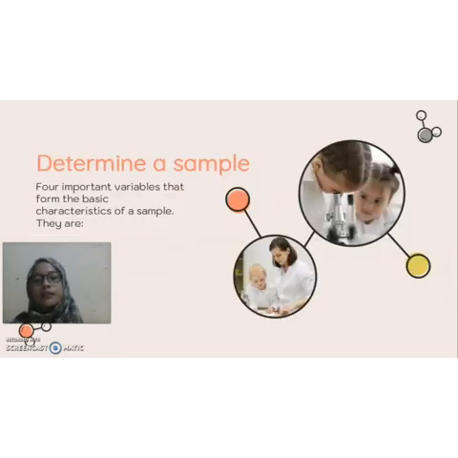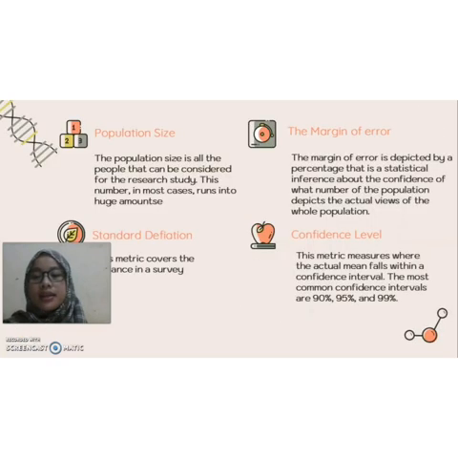Next is determining a sample. There are four important variables that form the basic characteristic of a sample. They are, first, population size. The population size is all the people that can be considered for the research study. This number, in most cases, runs into huge amounts.